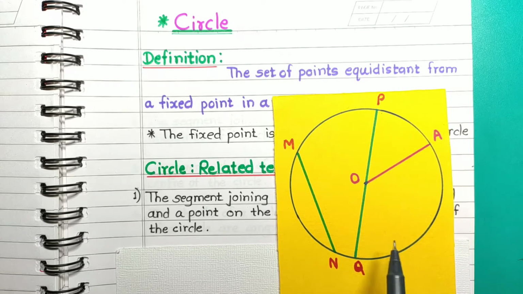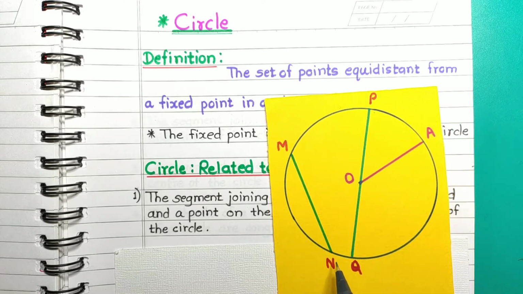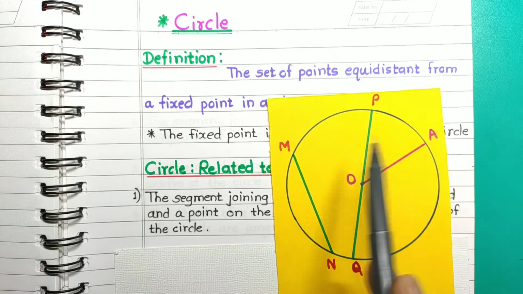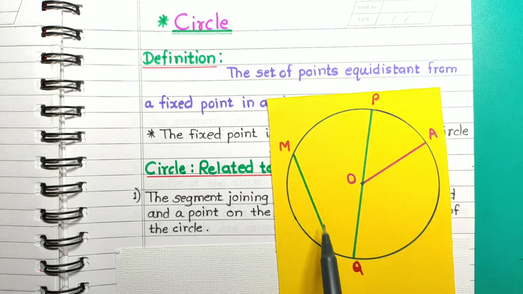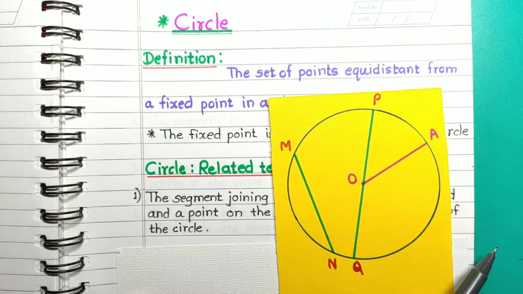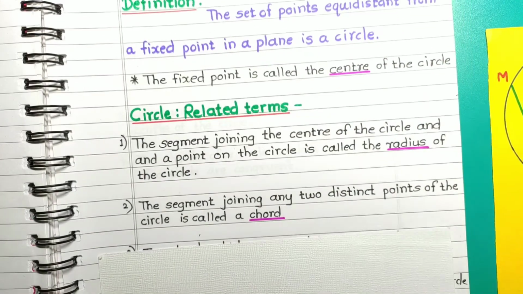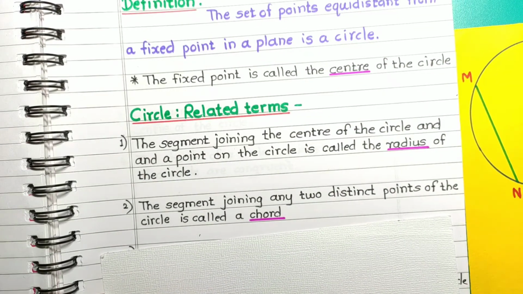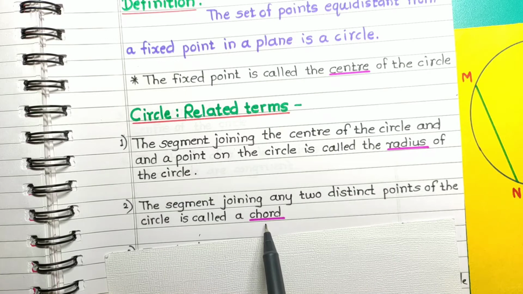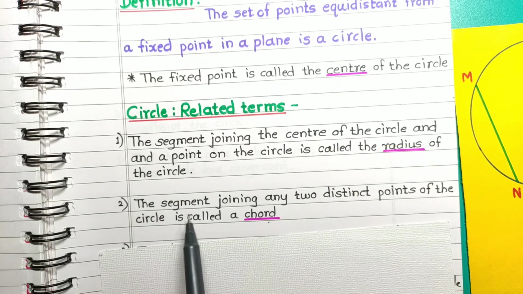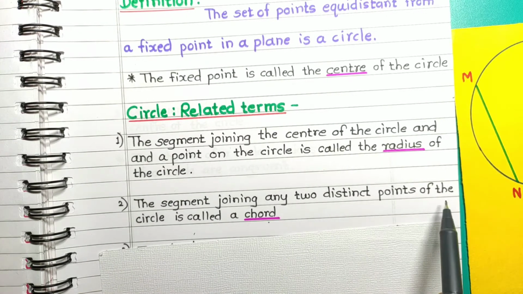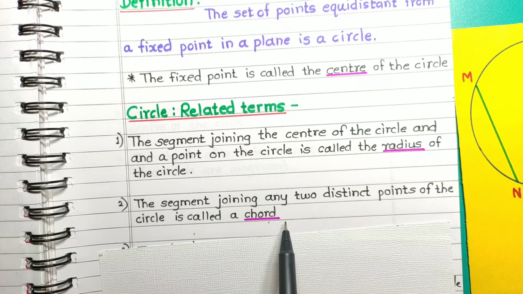Then see here, the M and N are two distinct points on the circle. When we join two distinct points on the circle, this segment is called chord. See here, segment MN is chord of circle. So next term is chord. The segment joining any two distinct points of the circle is called a chord.